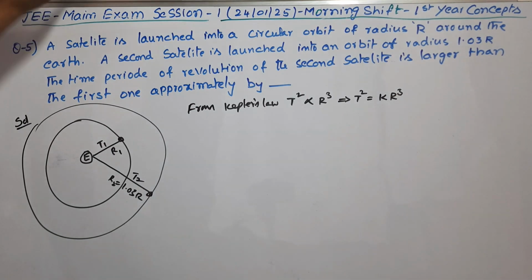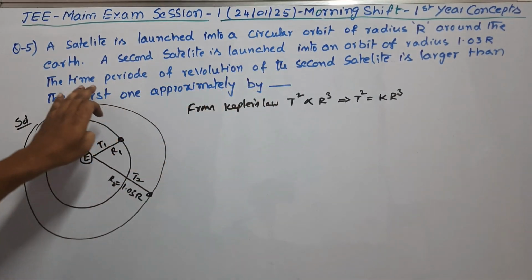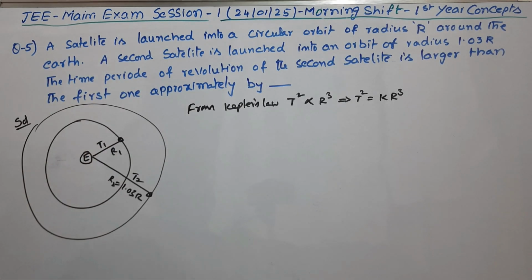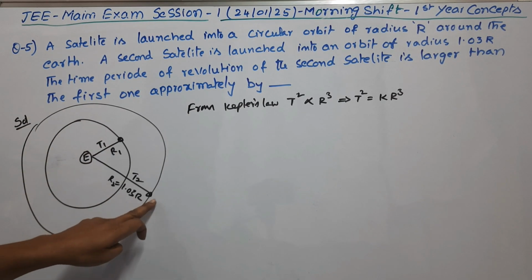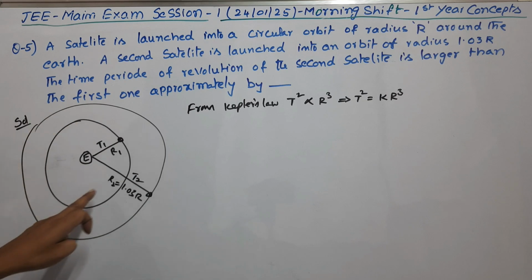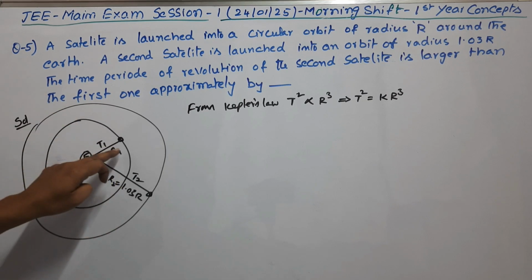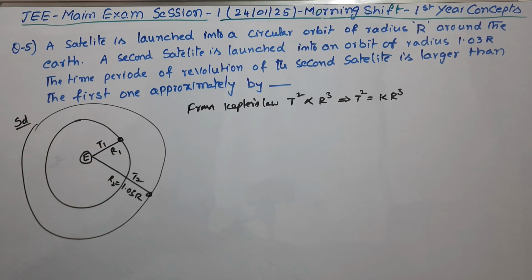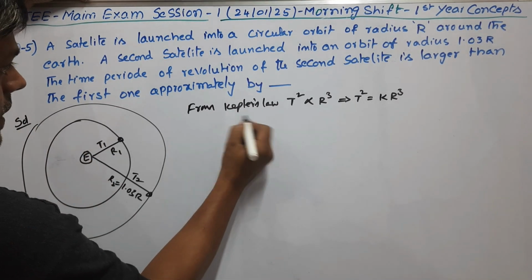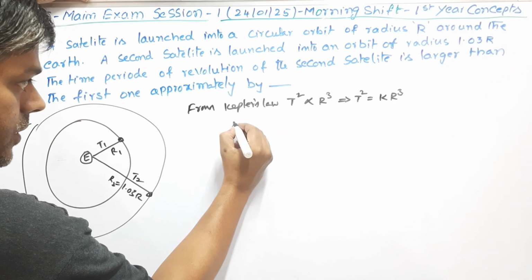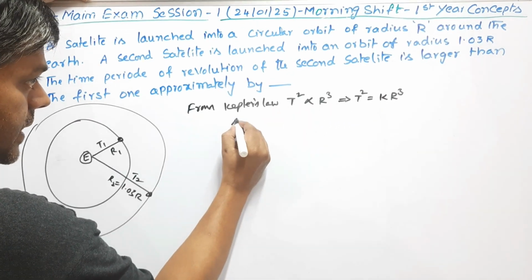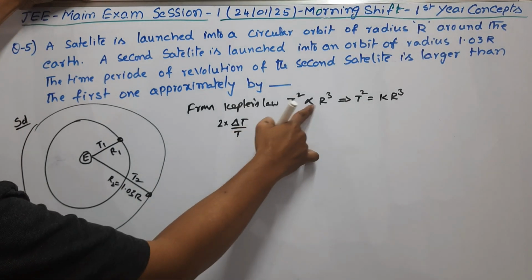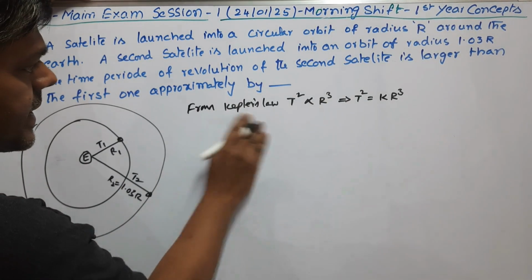Right. What is asked: the time period of revolution of the second satellite is larger than the first one by approximately how much? How much more time is taken by the second satellite for completion of one revolution compared to the first satellite, which is at a distance of r from the same earth? To see this, it may be done like this: T square is proportional to r cube. So how is it related with delta, that means 2 into delta T by T, isn't it? The change in time period may be written like this.